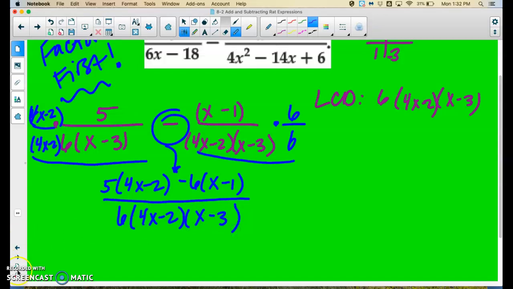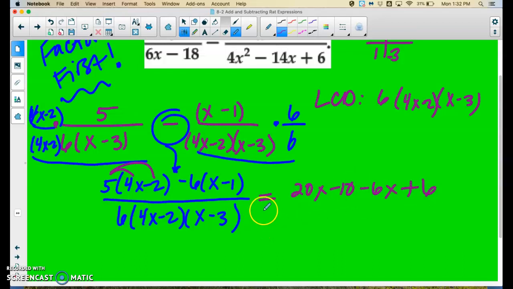Right here. So now let's go ahead and combine like terms on top, because now it's one fraction. So it looks like this is going to be 20x minus 10 minus 6x plus 6.